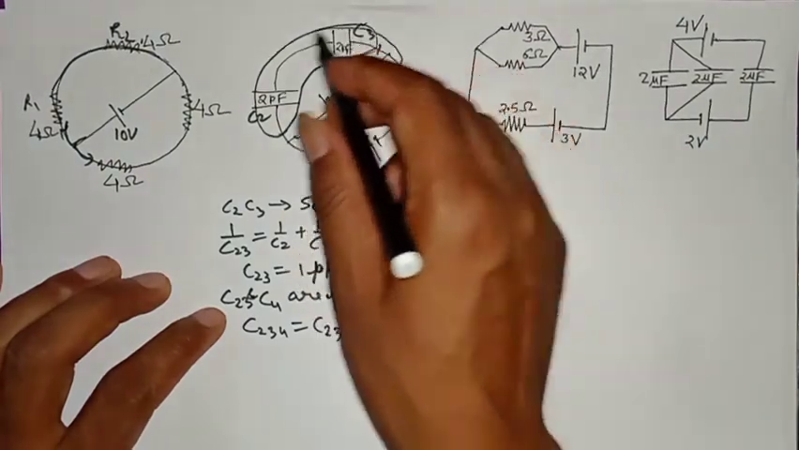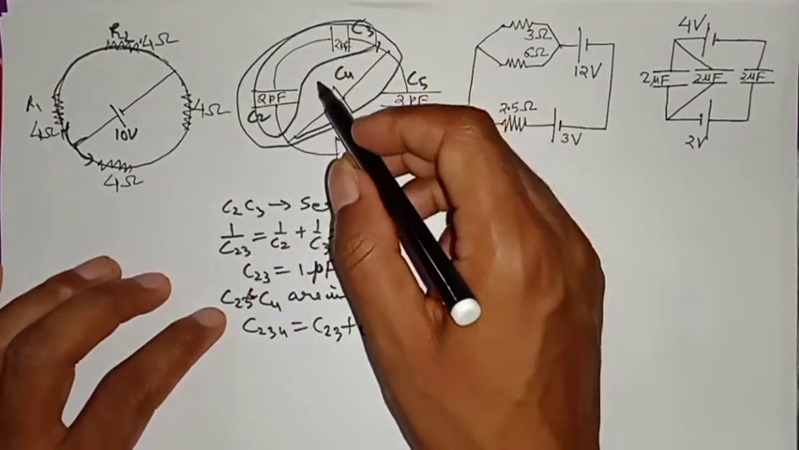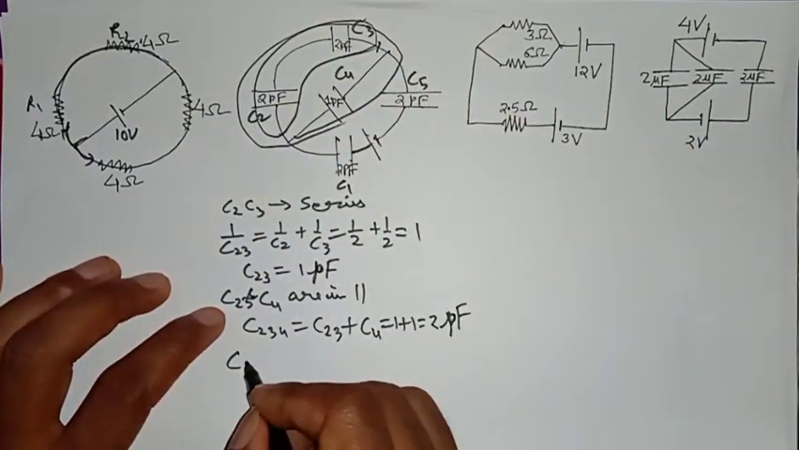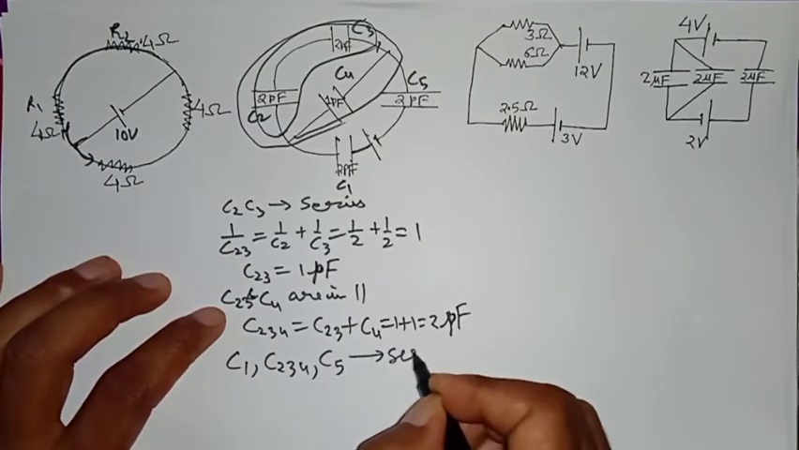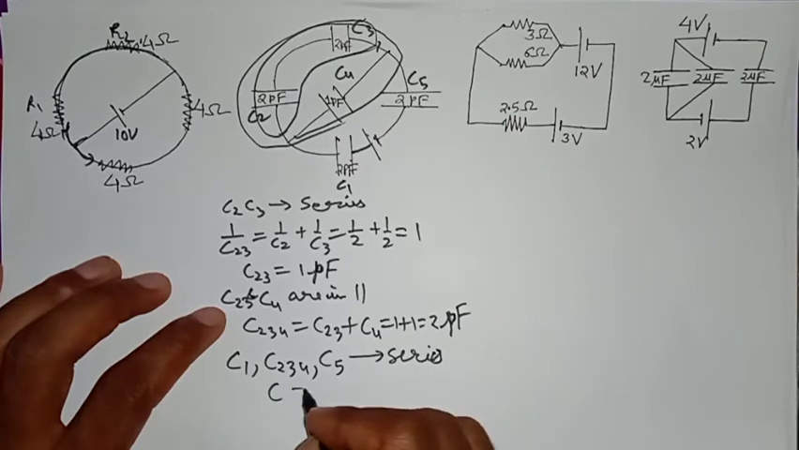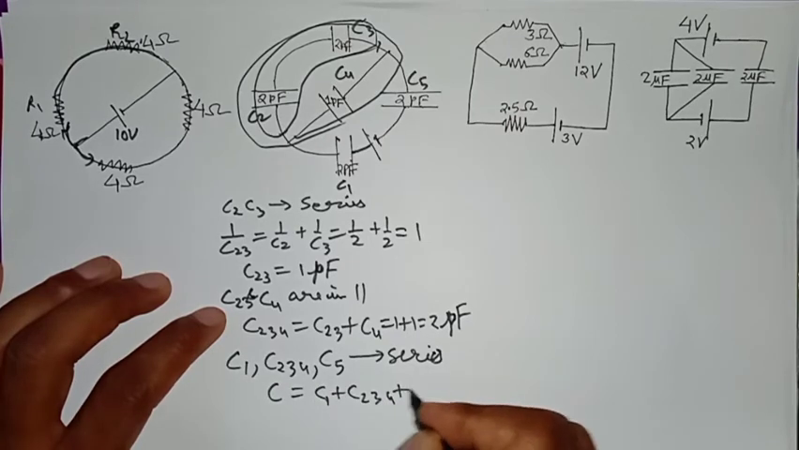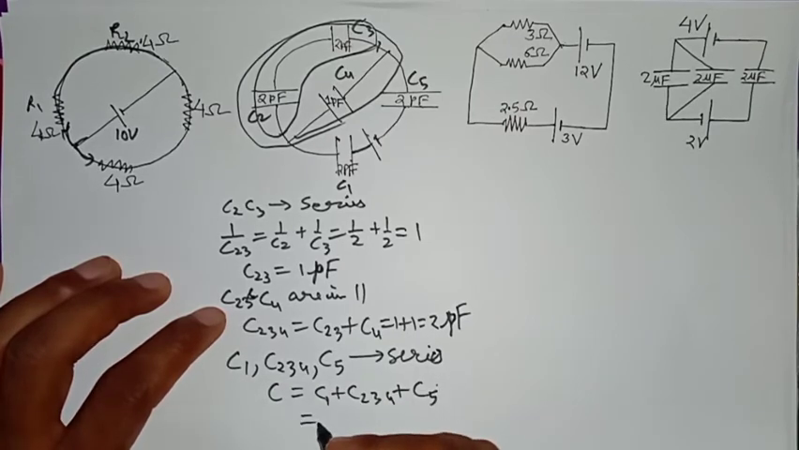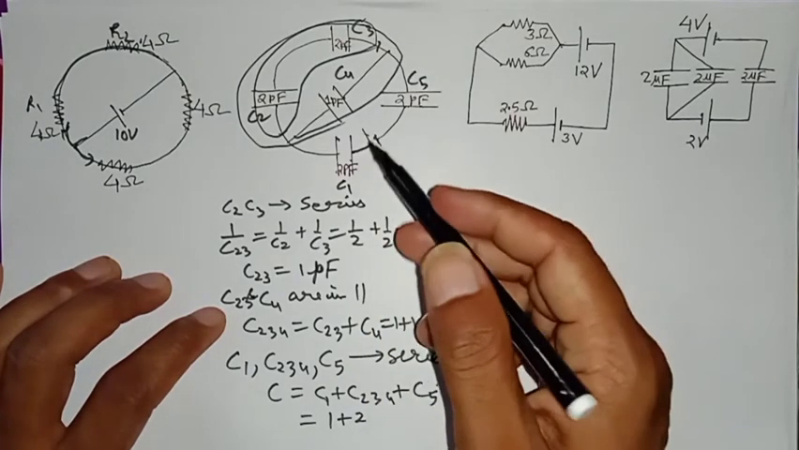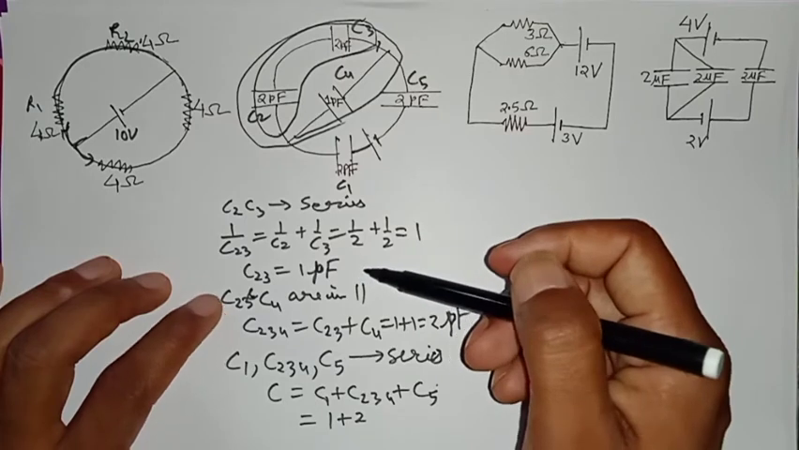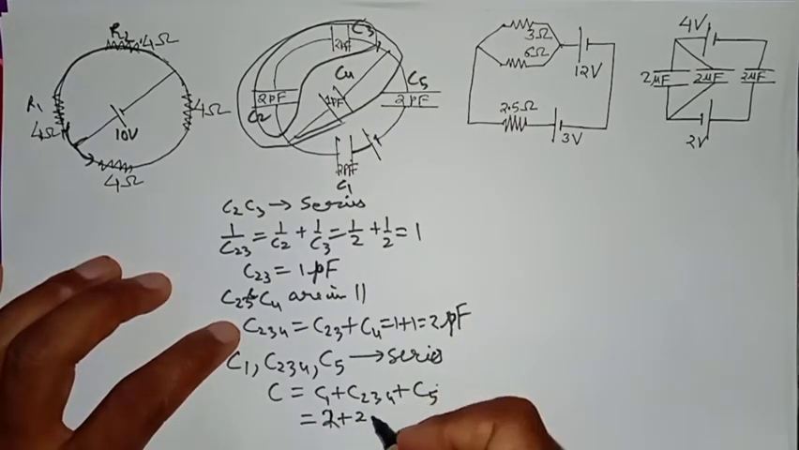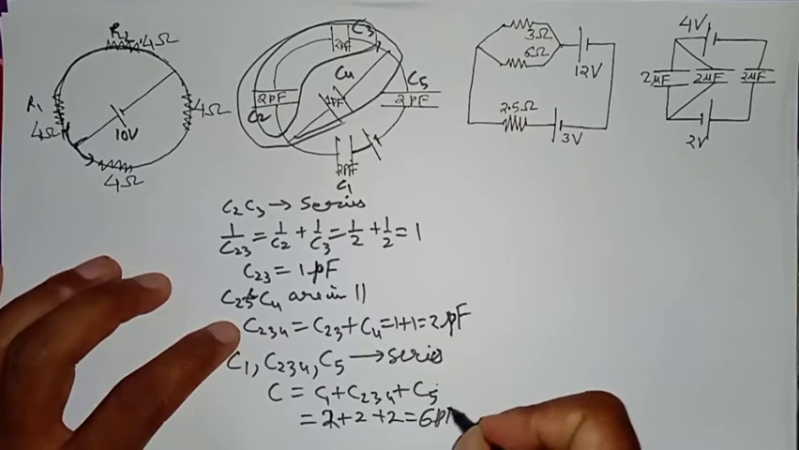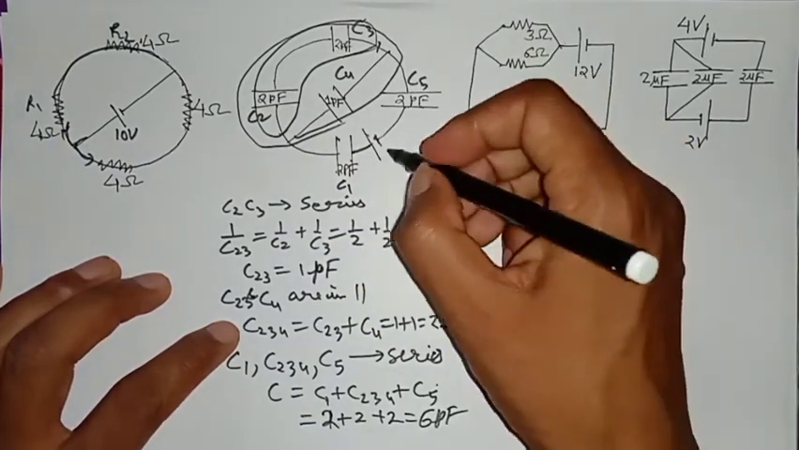Now there is a single capacitor. This one, that one, this one are in series. So C1, C234, C5 are in series. So C equal to C1 plus C234 plus C5 equal to 2 plus 2 plus 2, 6 picofarad. And now I'm putting a question for you.